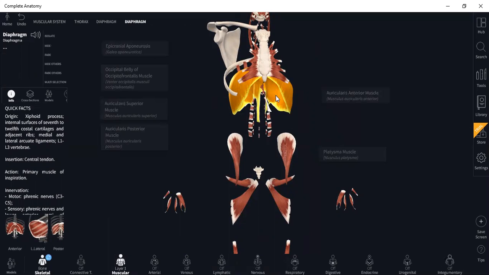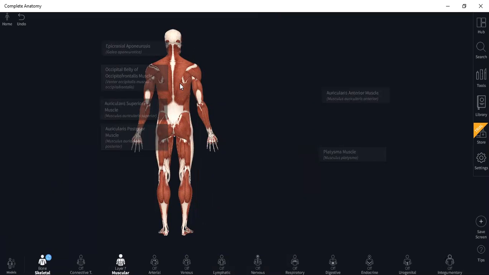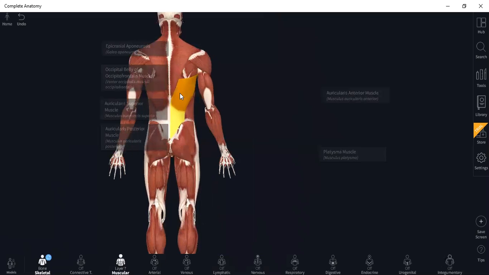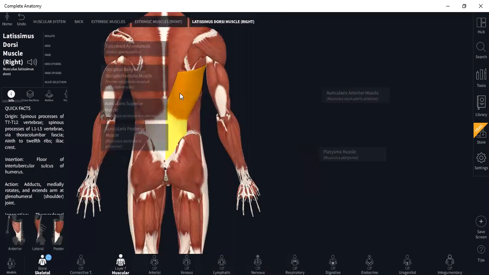The diaphragm is this dome-shaped muscle, and when you inhale, it will flatten, increasing thoracic volume. The latissimus dorsi is this very large flap of muscle, and when it contracts, it will both extend and adduct the arm.